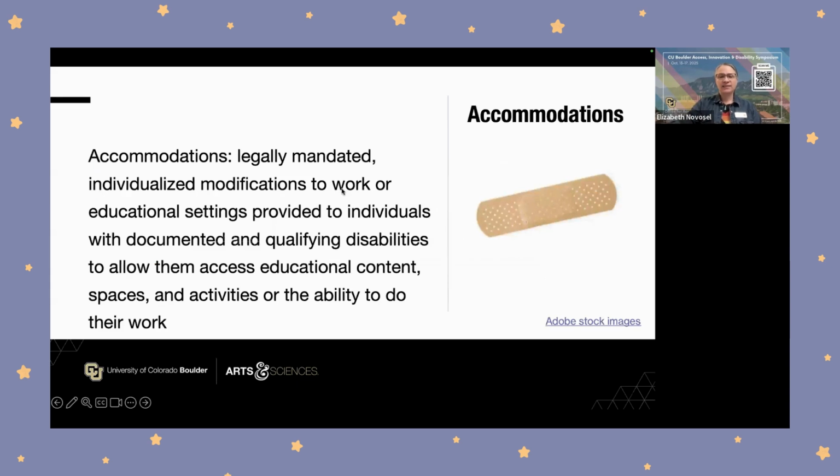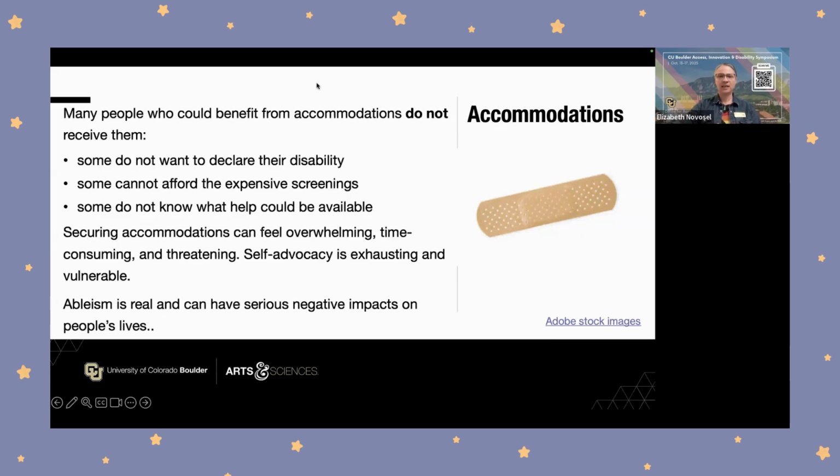So accommodations. Probably everyone here has heard about them, knows a little bit about them, but they are legally mandated. They're individualized modifications for work or education environments that people can get when they have specific, documented, and qualifying disabilities, right? Here we come back to that medicalization of disability, which allows them to get some things that can help them do their work or get access to education.